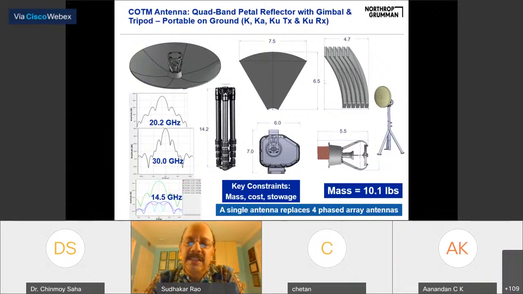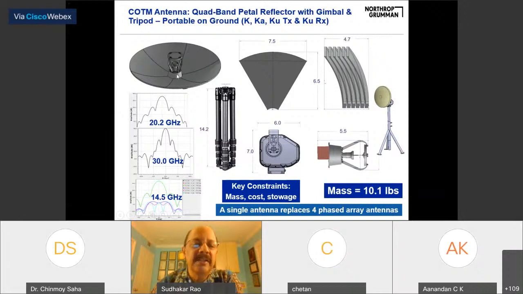So you can see these petals are very... here the mass and cost are very important because a soldier can carry only limited weight when he's in the battlefield. So there's a lot of emphasis on reducing the weight. So we don't make a solid reflector. So we make a petal, which is very lightweight Rexolite material, and we metalize that once we make.